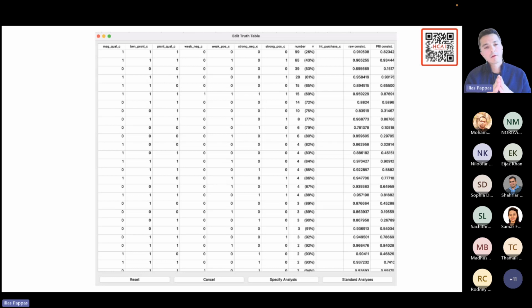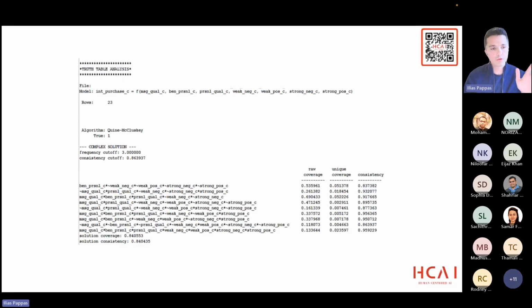Then I have to decide the ones and zeros, and then I will do a standard analysis. So the tool will now create those multiple solutions, multiple combinations of conditions that explain the outcome. And it typically will lead to 3 solutions. The first is the complex solution. This is the most complicated one, and it has a lot of conditions. It'll be hard to read and hard to evaluate.